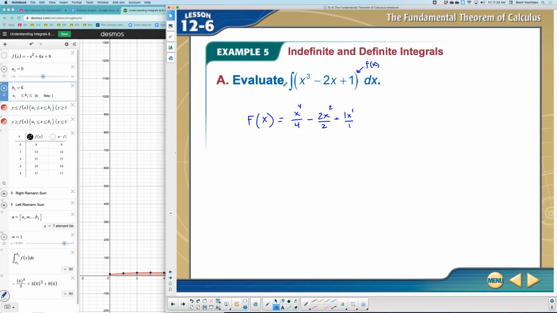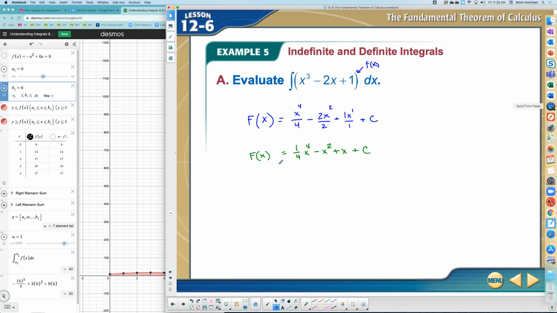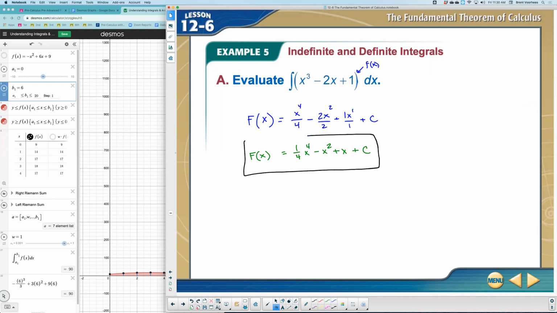And if you're evaluating an indefinite integral, you need to add the plus c on the end. And so our answer here would be 1/4 x to the fourth power minus x squared plus x plus c. That would be our indefinite integral right there.